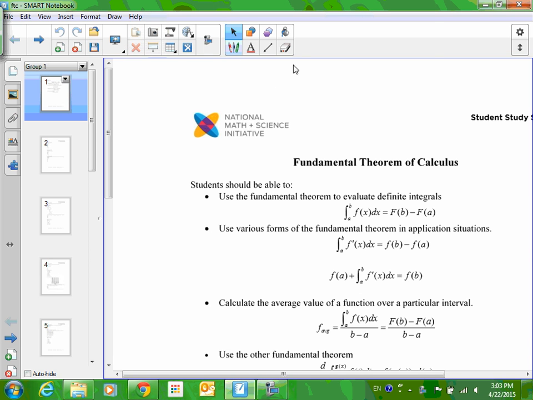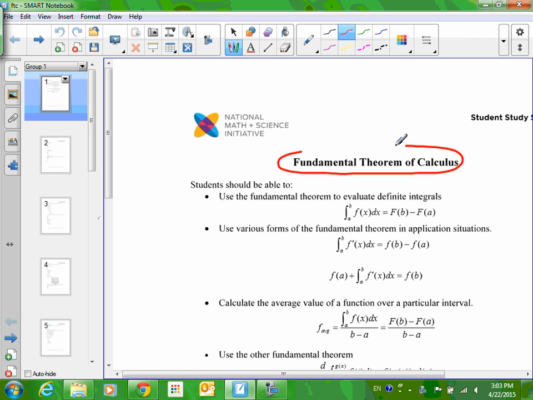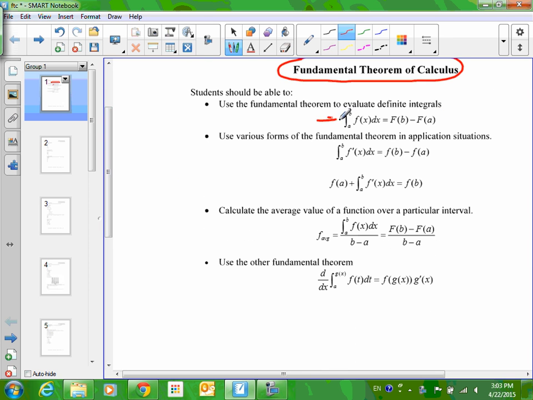So, second day of integration, we're talking about the fundamental theorem of calculus. This really just means that when you integrate with bounds, you're finding the antiderivative and then plugging your bounds in. Remember, you plug the upper bound in and then you plug the lower bound in.